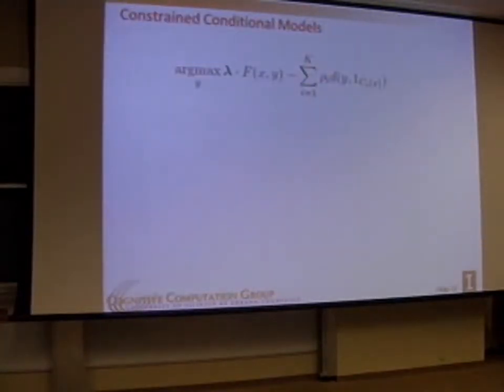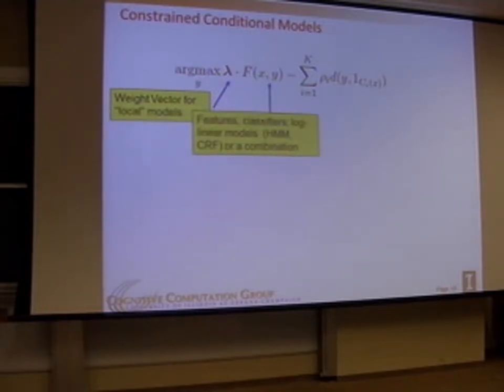So a little bit more formally, what I have is an objective function like that has on the left side a weight vector lambda of local models, and f of xi's are my local models. You can think about them as features, you can think about them as classifiers, you can think about them as log linear models of different sorts, or combination of this. So it could be kind of simple things, single variables models, and could be groups of variables like HMM or others. And on the right side, I have a model, a way to model my constraints.